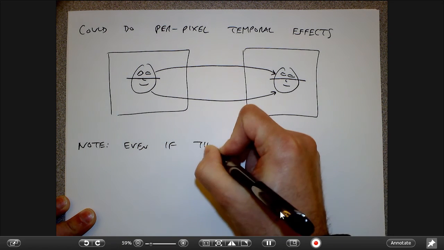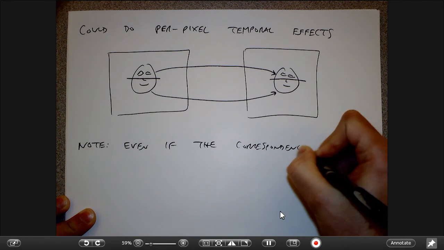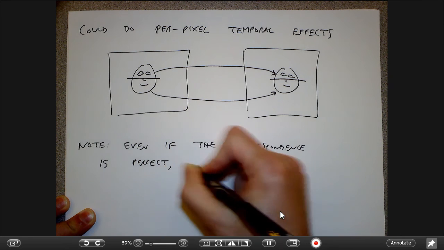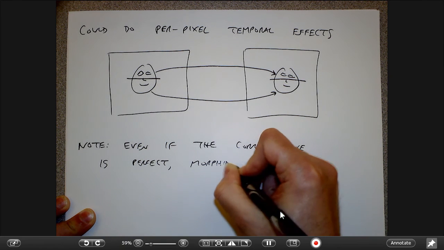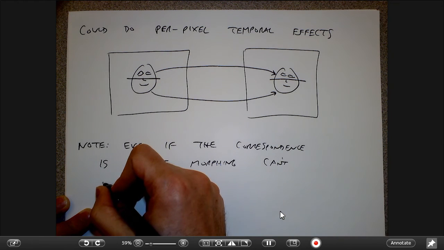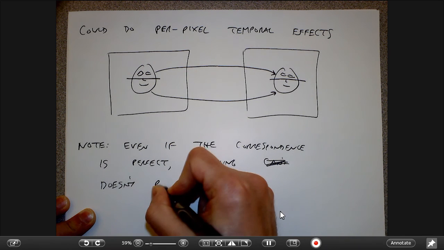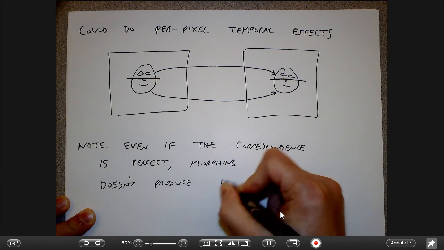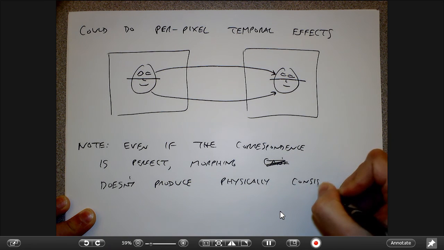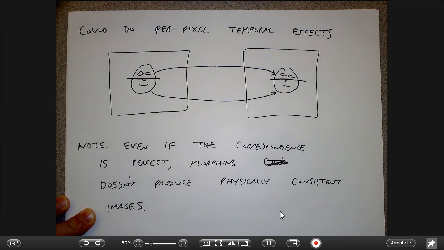Even if the correspondence is perfect, morphing can't, or doesn't, produce physically consistent images. So what do I mean by that?